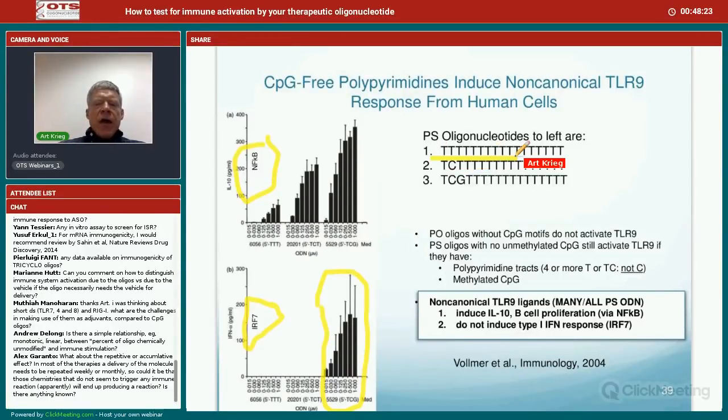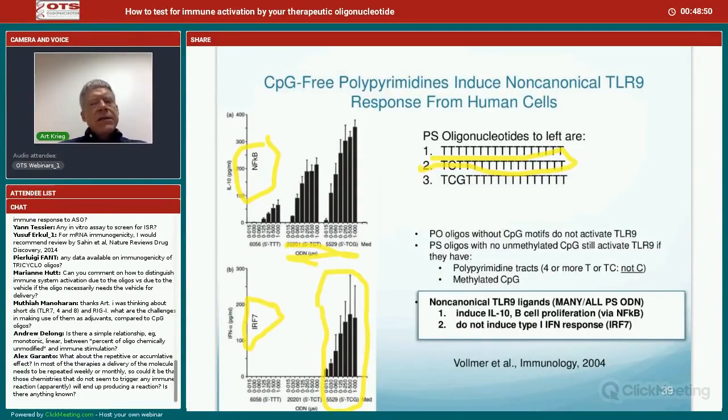pathways. If you have an oligo with a TCT right here, and no CG at all, so we're just changing the G, the TCG to a TCT, you completely eliminate the interferon induction. You're not getting IRF7 being turned on. You still get pretty good NF-kappa B induction, so you're still getting IL-10. You get rid of that and go to a T, and you get a lot less activation.